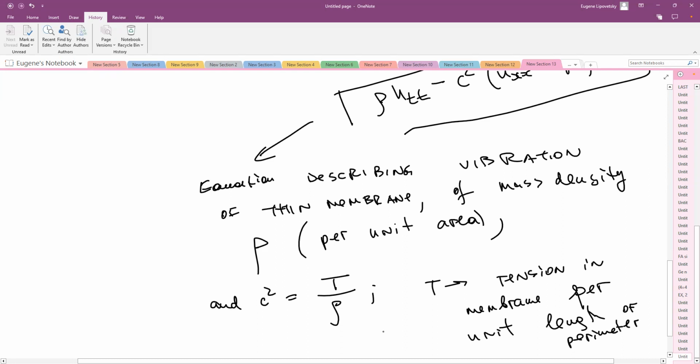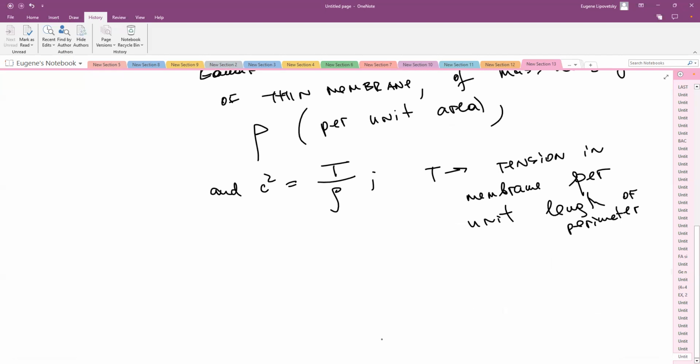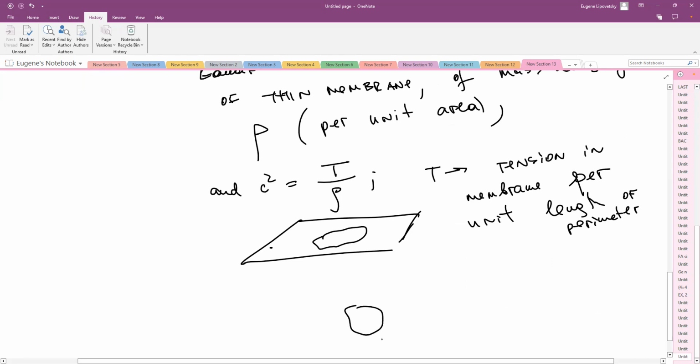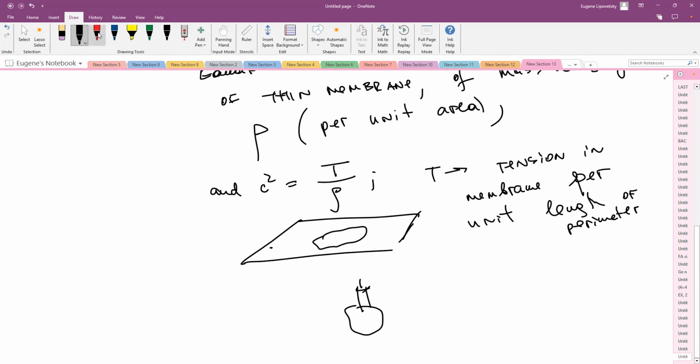So in other words, if you take this membrane, supposedly it's attached right here, that's a very thin membrane. If you look at this one right there, right? And if you look at this one being 1, you will have the force, that's the T.